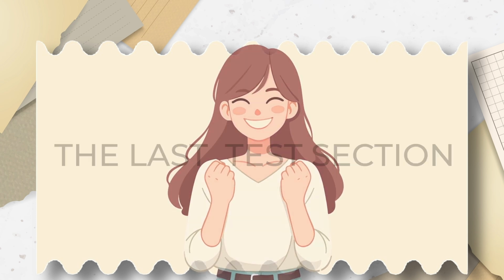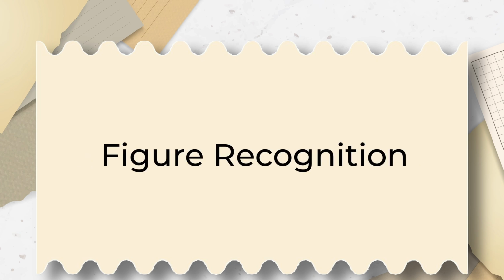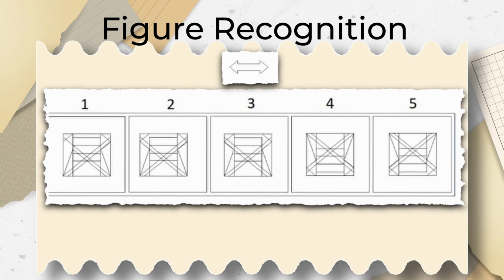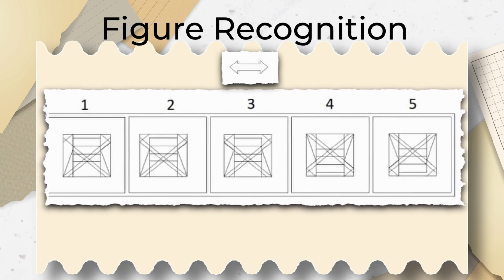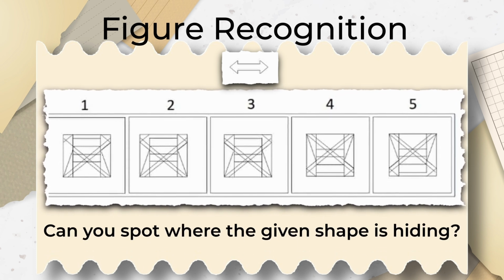All right, now it's time to see the last test section, which is called figure recognition. This question shows a shape alongside 5 answer choices containing complex designs. You must choose the design that contains the target shape in the exact same size, including each side in full. Can you spot where the given shape is hiding?